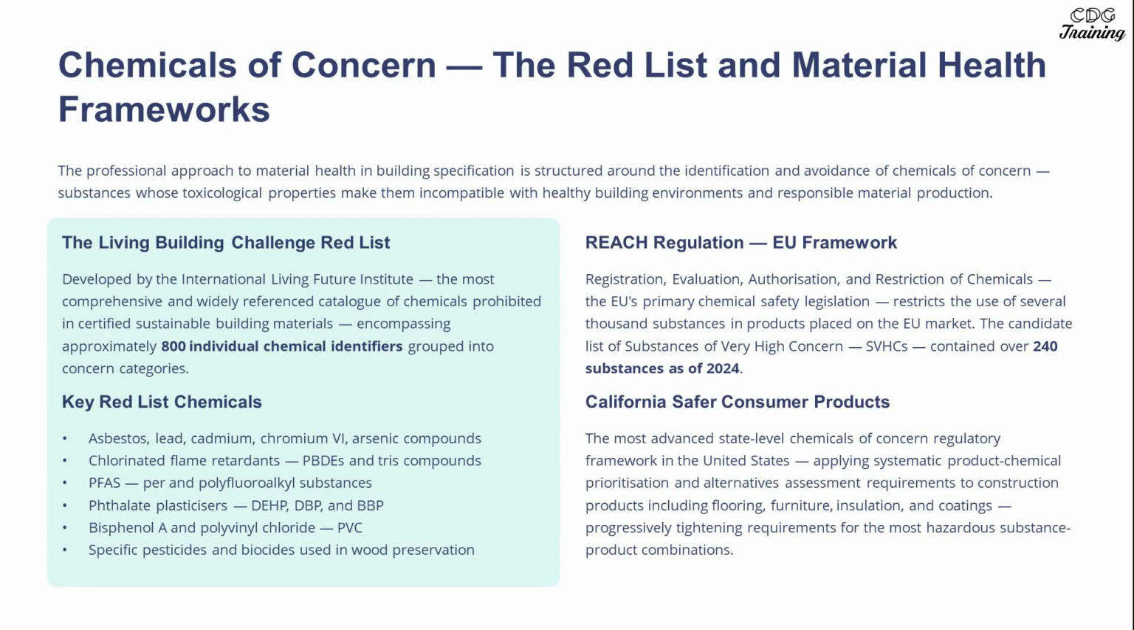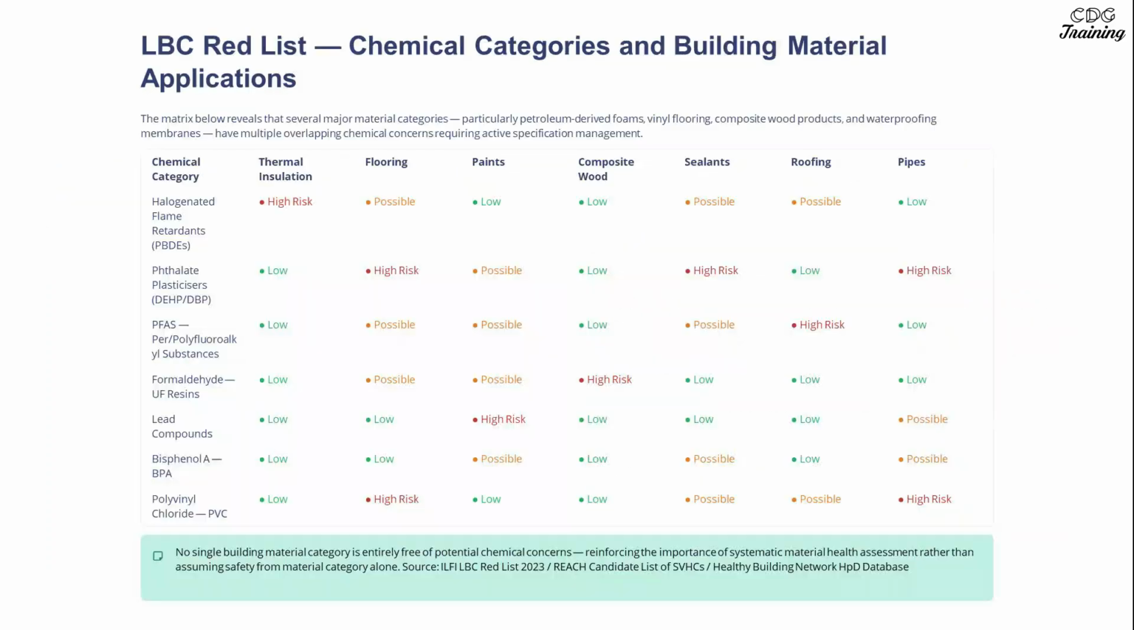Identifying chemicals of concern is vital for safe building environments. The Living Building Challenge Red List and other frameworks guide the exclusion of harmful substances. The LBC Red List categorizes chemicals by risk in building materials, emphasizing the need for systematic health assessments over simple category assumptions.